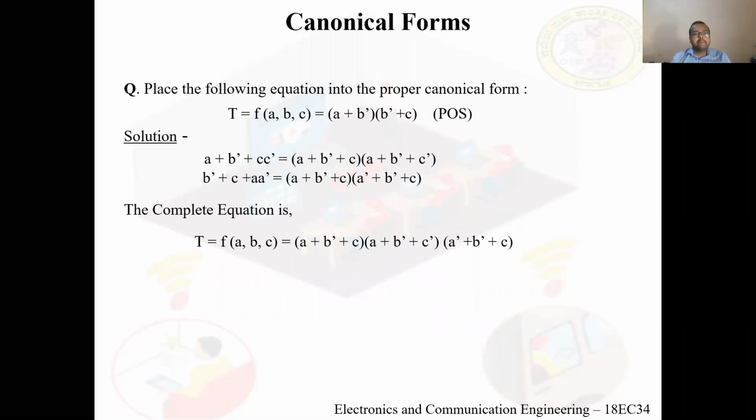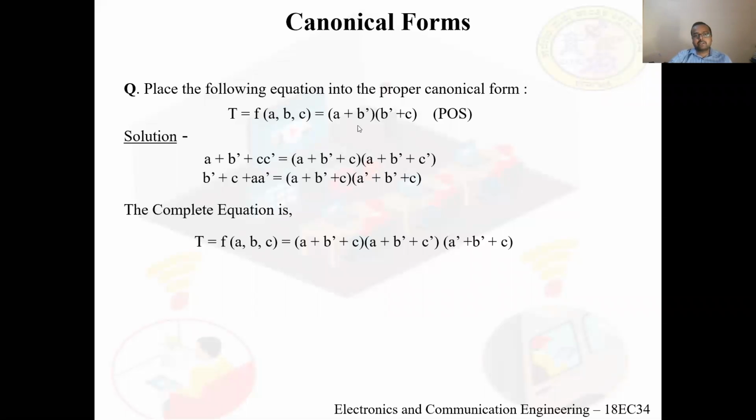Next example, place the following equation into the proper canonical form. Now what is given here? F, which is a function of input variables A, B and C, is equal to (A or B bar) and (or C). Just by looking at the equation, we know that it is a product of sums, right? Because this is a sum term, it's an OR term, and you're ANDing that. It is a product of sum term. Now how do you convert into proper canonical? It is canonical POS form that you need to convert into.